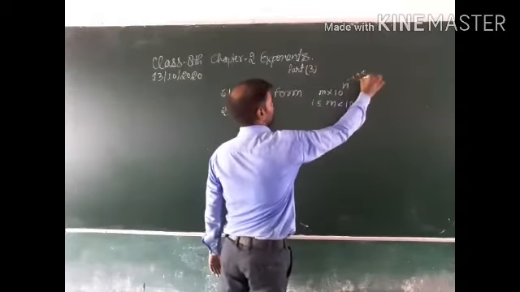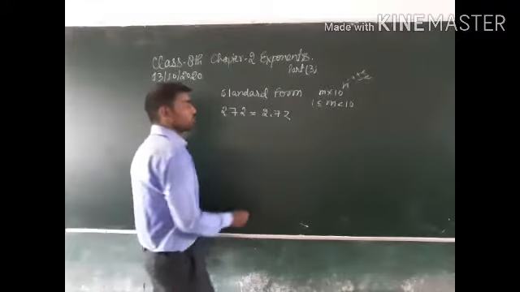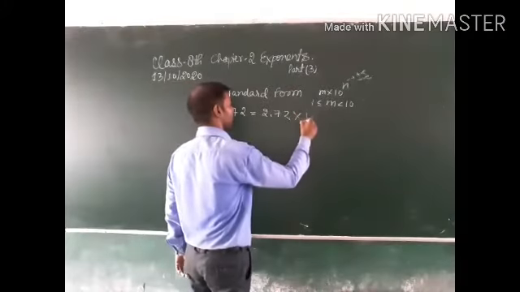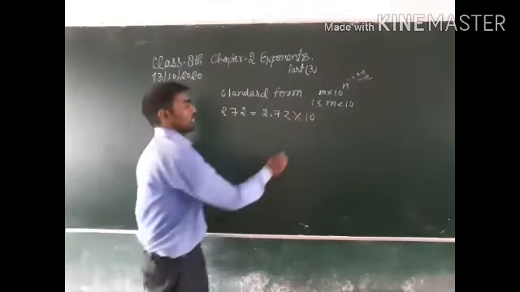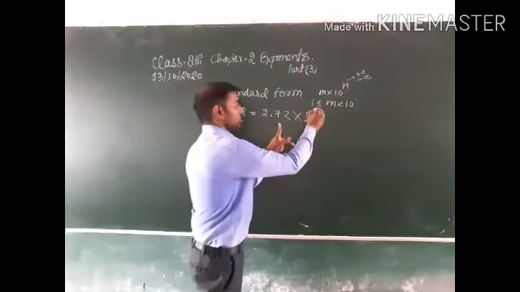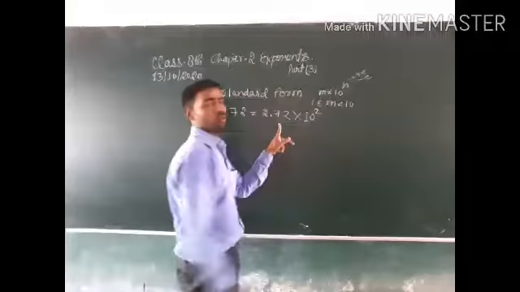First of all, 2.72 multiplied by 10 to the power. How many decimal places? This is 1, this is the tens place and this is the hundreds place. It means 2 places, so 10 to the power 2.